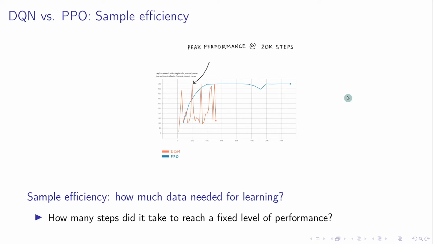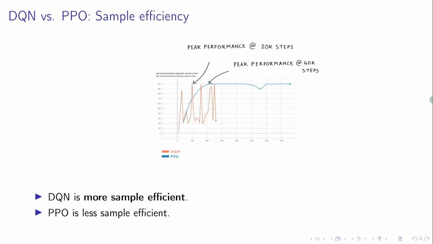And we find that the DQN algorithm reaches this peak performance after learning for 20K environment steps. In comparison, PPO needs roughly double the amount of environment steps to reach the same performance. So we say that DQN is more sample efficient and PPO is less sample efficient. Now, sample efficiency matters in two scenarios.